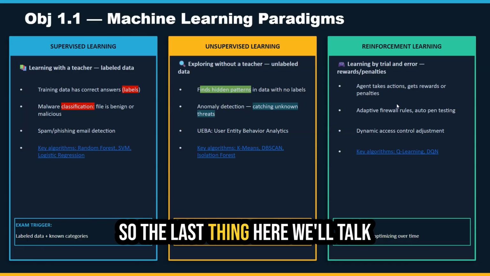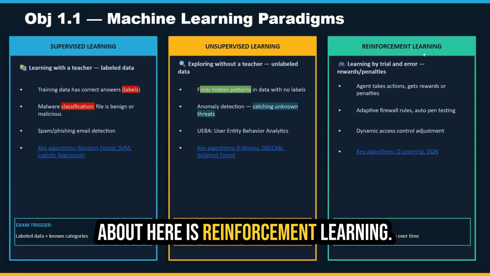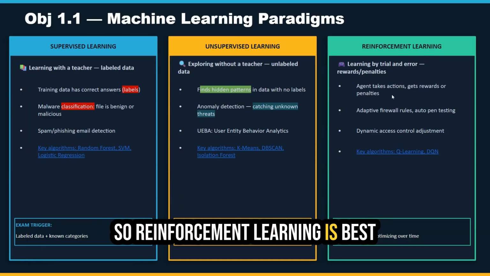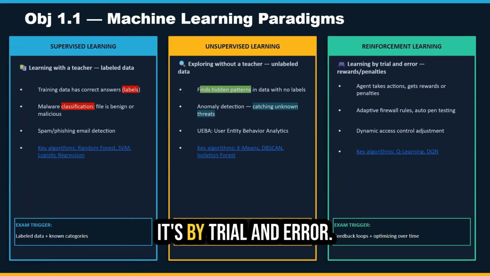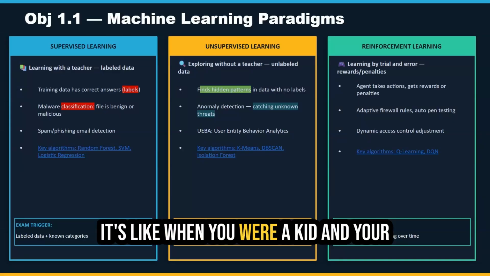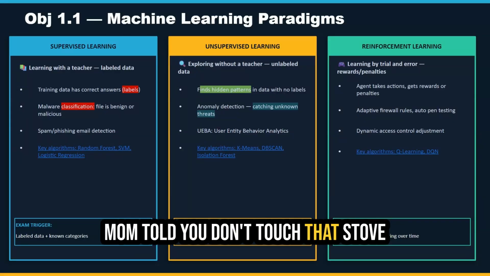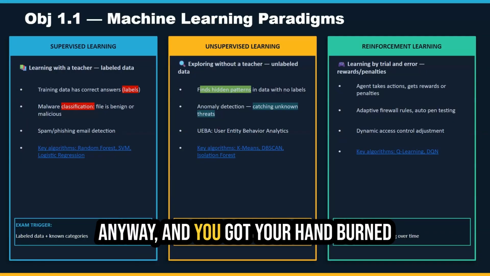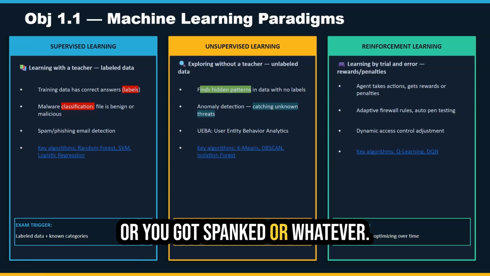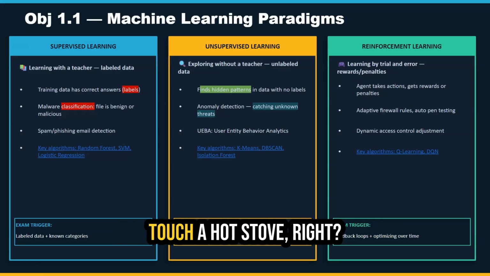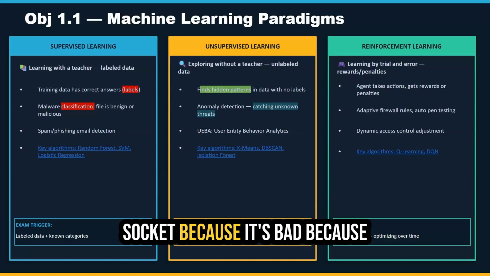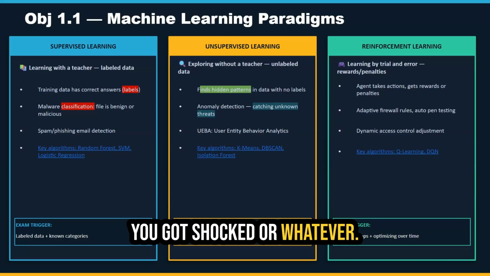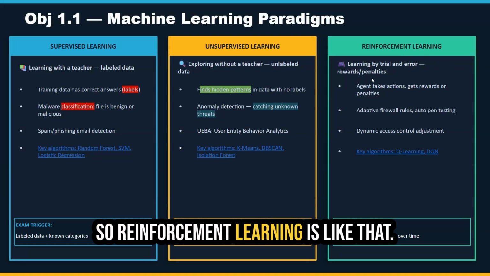The last thing we'll talk about is reinforcement learning. This is how we human beings learn. It's by trial and error, by rewards and penalties. It's like when you were a kid and your mom told you don't touch that stove, and you went and tried to touch it anyway, and you got your hand burned or you got spanked or whatever. Now you know, I'm not going to touch a hot stove, right? I'm not going to stick forks in the socket because you got shocked or whatever. So reinforcement learning is like that.